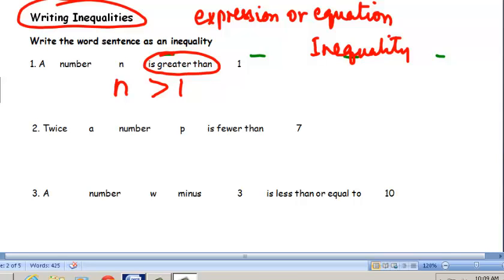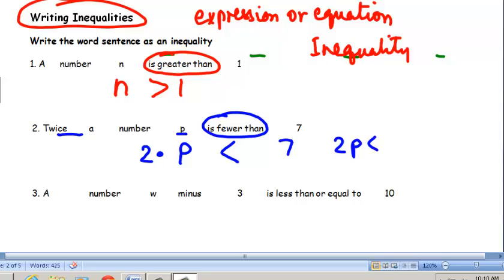Let's take a look at the second one. Twice a number. When they say twice a number, I know it's multiplication. Twice a number p, so 2 times p is fewer than, that means less than, 7. That's it. That's our answer. 2p less than 7. Let's take a last look at the third problem here.